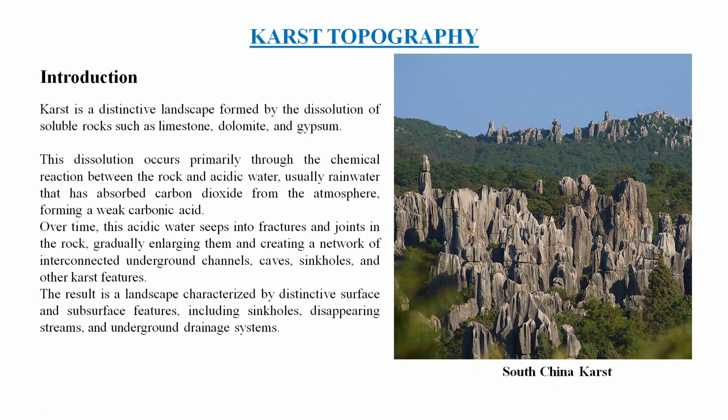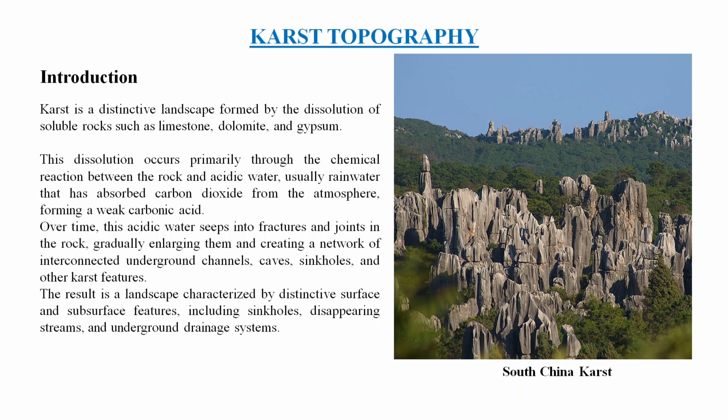A karst is a distinctive landscape formed by the dissolution of soluble rocks such as limestone, dolomite and gypsum. So you are looking at specific rock types, sedimentary in nature, that are susceptible to both mechanical and chemical weathering, but obviously chemical weathering is the main factor here. So we will be looking into that.